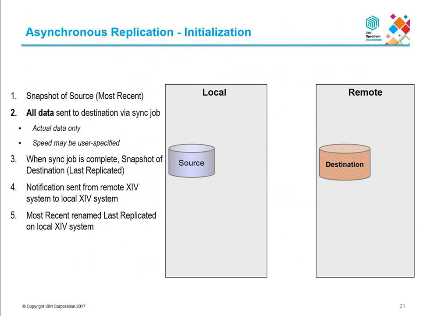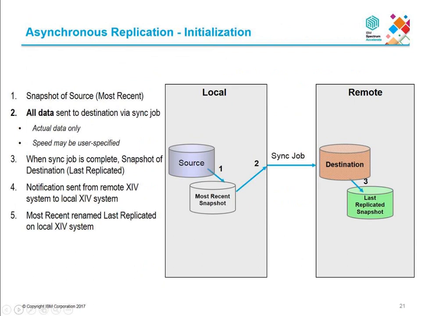So the asynchronous replication is based on snapshot technology. When I start my initialization, I take a snapshot at the source. I call it the most recent snapshot. I then use a job called a sync job to move the information in that most recent snapshot down to the destination. Once I've done that, I take a last replicated snapshot. And then I end up repeating this process.